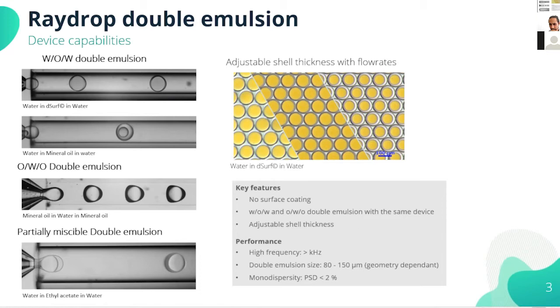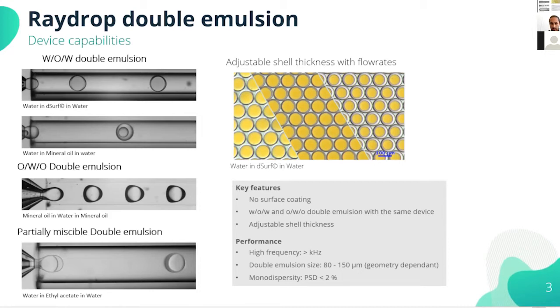And one also great thing that you can do is partially miscible double emulsion. As you can see at the bottom of the slide, in this case it is water in ethyl acetate in water. Once you have set your emulsion process, you can adjust the shell thickness of your double emulsion by simply playing with the flow rate of the core and shell phase.